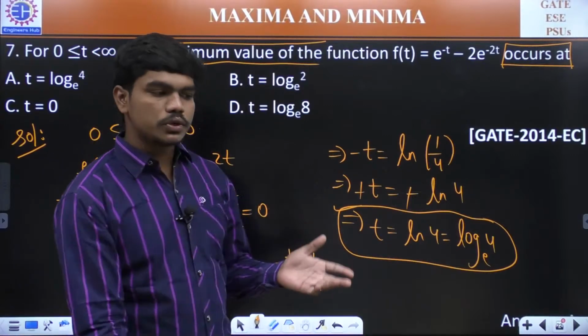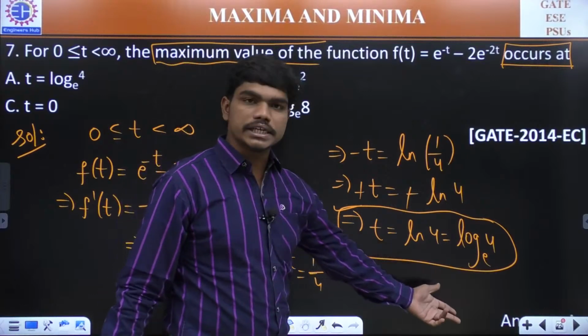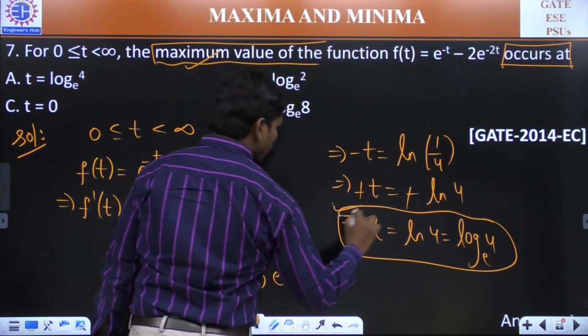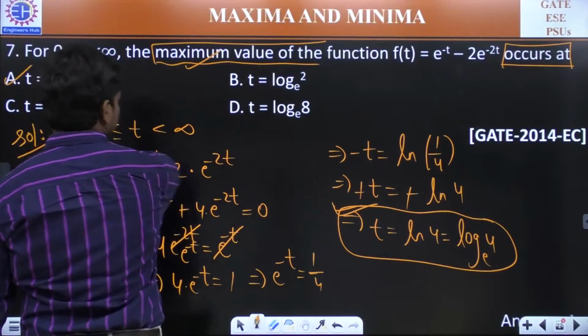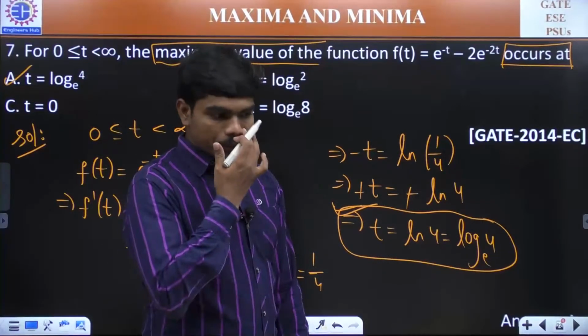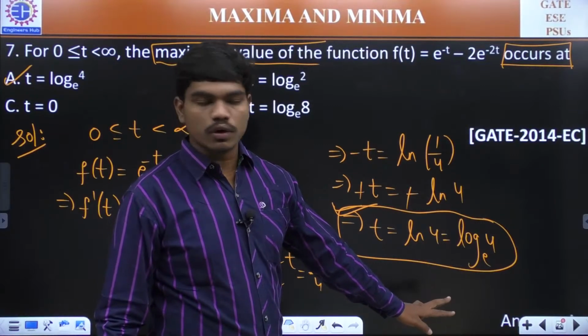But since in the options we have log 4 to the base e, and we are not getting any other stationary point, you can conclude the maximum comes only at this stationary point, and we can go for option A straight away. Clear to all of you? Is that okay to all of you?